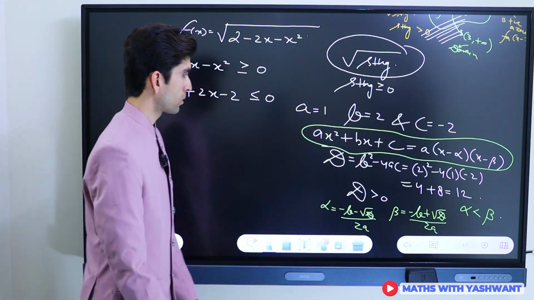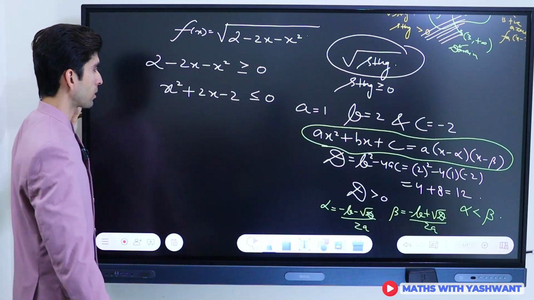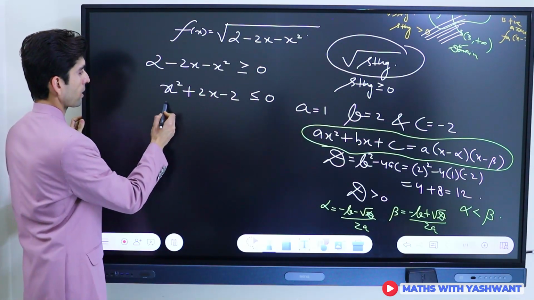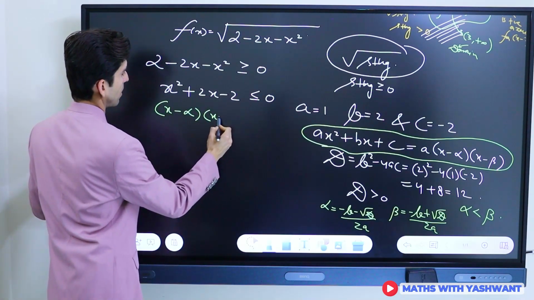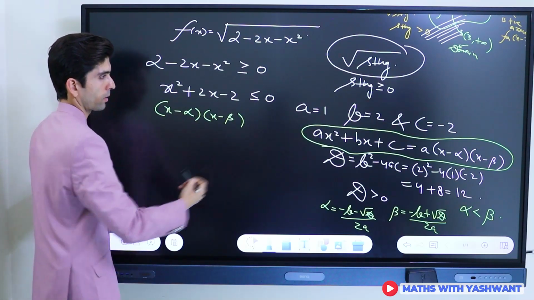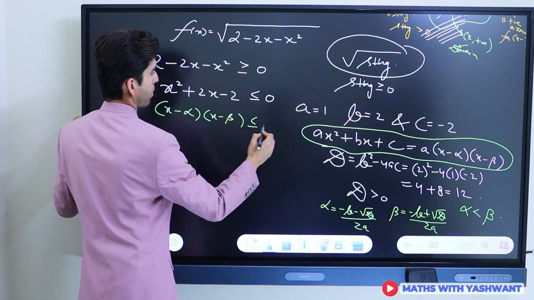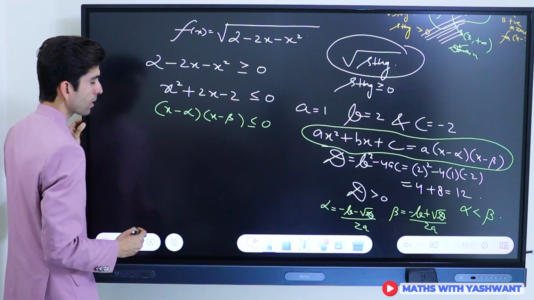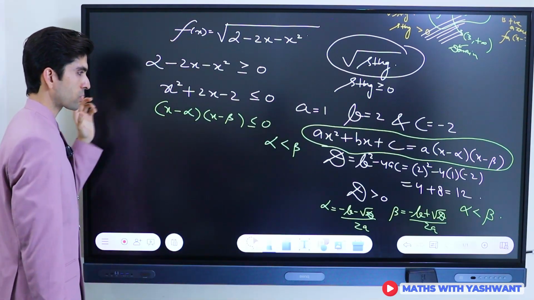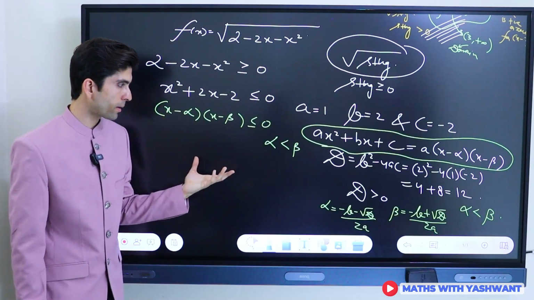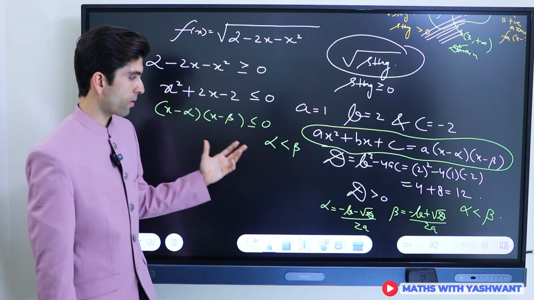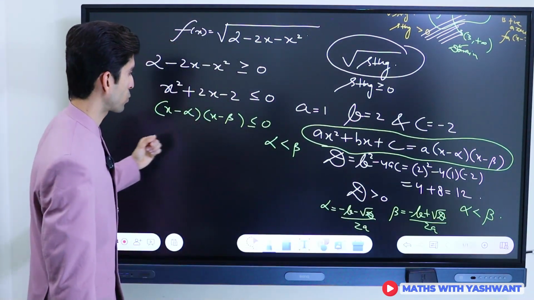Okay, so for this quadratic inequality, for the left hand side quadratic expression that we have, I can write x minus alpha into x minus beta. Actually, I should write a times x minus alpha into x minus beta, but the value of a is 1 here. And alpha is less than beta. We assume alpha is less than beta. Now let's try to solve this inequality and get the values of x in terms of alpha and beta. Lastly, we will find the value of alpha and beta using the quadratic formula, but let's first do that.